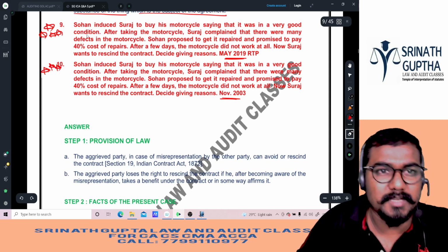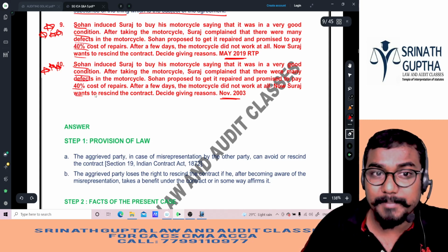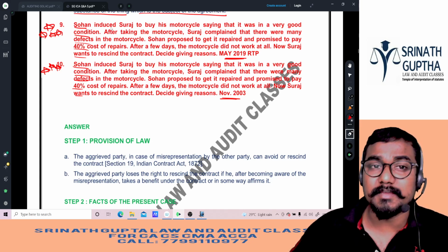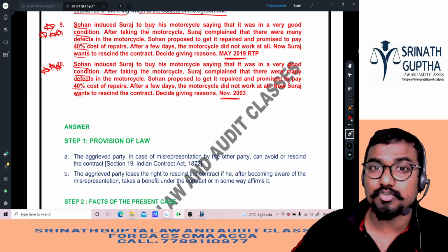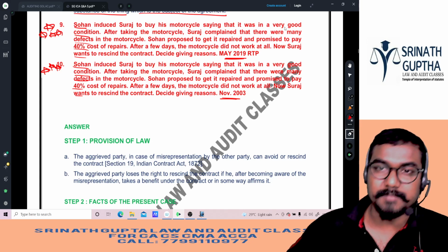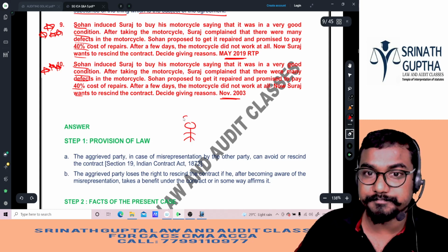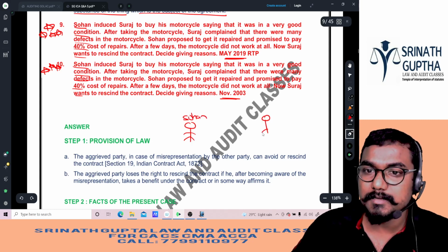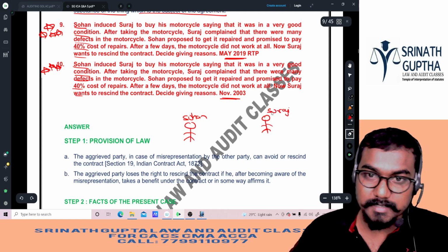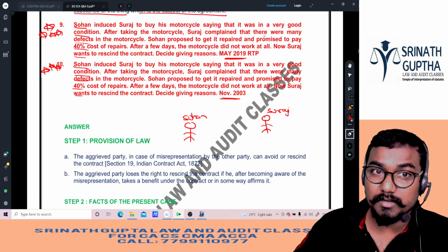If you observe the question also, beta, see, Sohan, condition defect, 40, copy pasted question, copy pasted without even changing the comma and full stop. So Sohan is important. Sohan induced Suraj to buy his motorcycle saying that it was in very good condition. Sohan said to Suraj, beta. Who said, beta? Sohan. Said to whom? Suraj. Suraj brother, look, this vehicle is good, he said and sold it, right, beta? So Sohan induced Suraj to buy his motorcycle saying that it was in very good condition.